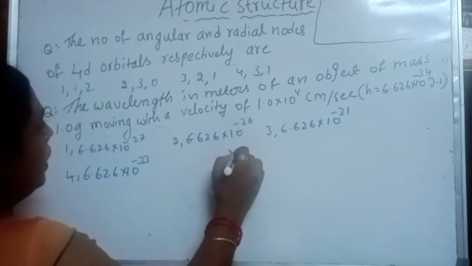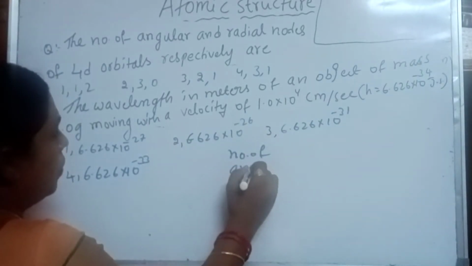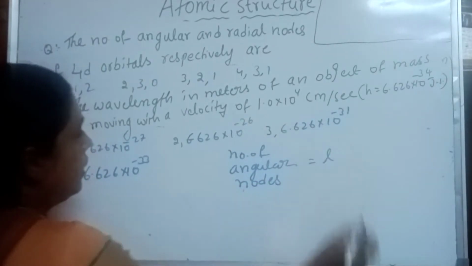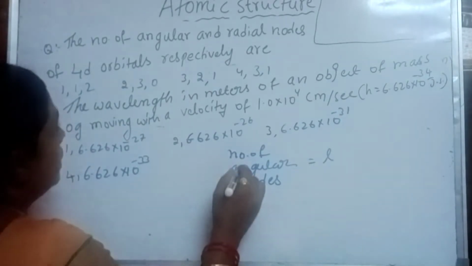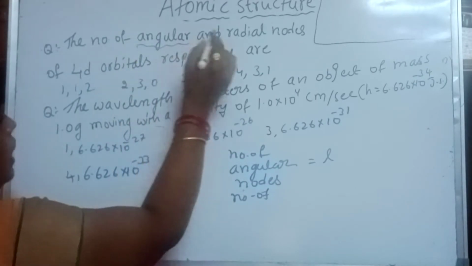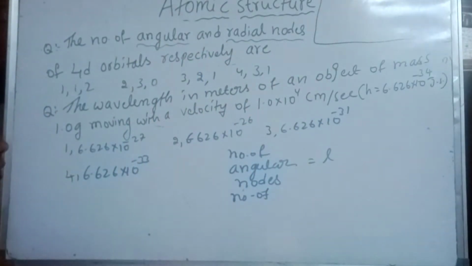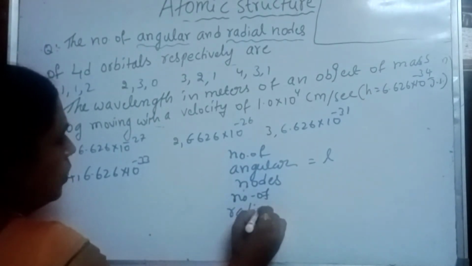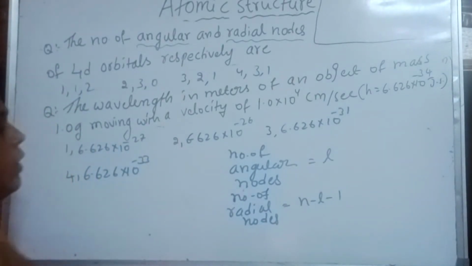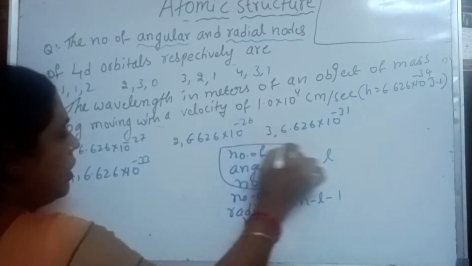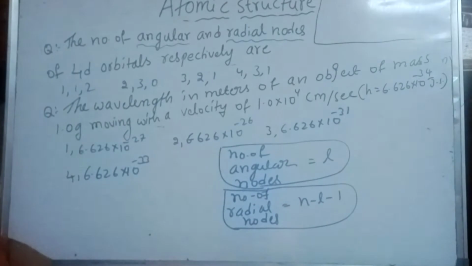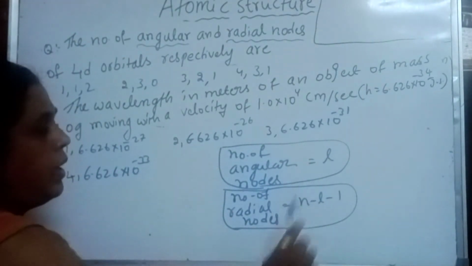For the calculation of the number of angular nodes, the formula is equal to l. Then there are two questions here: we have to calculate angular nodes and radial nodes. Remember these two formulas, they are very important. Number of angular nodes is equal to l. Number of radial nodes is equal to n minus l minus 1.